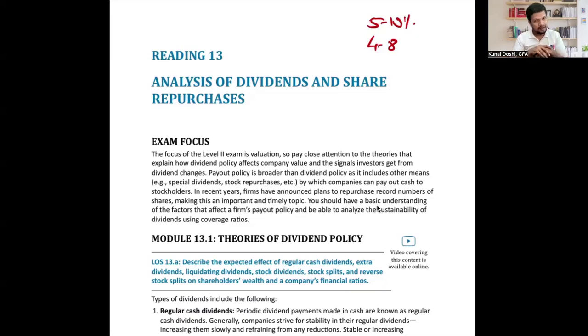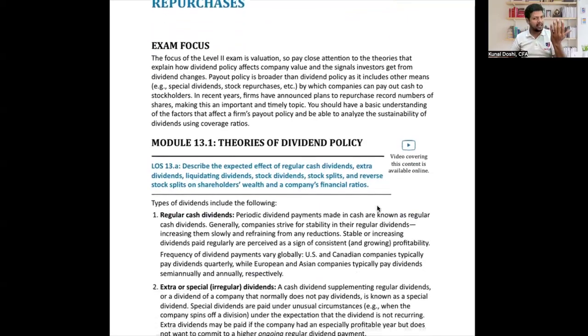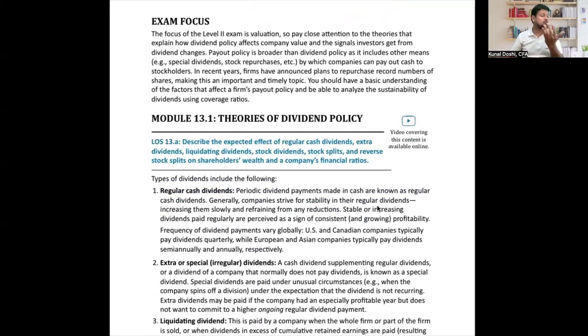So let's start with the first thing, that is analysis of dividends and share repurchase. Share repurchase is also called buyback in many countries. How are share repurchase and dividends similar or different? What is the impact on the company's financial statements, like earnings or book value, and what should be done when, and what is the global trend? This is what we are going to learn in this topic.